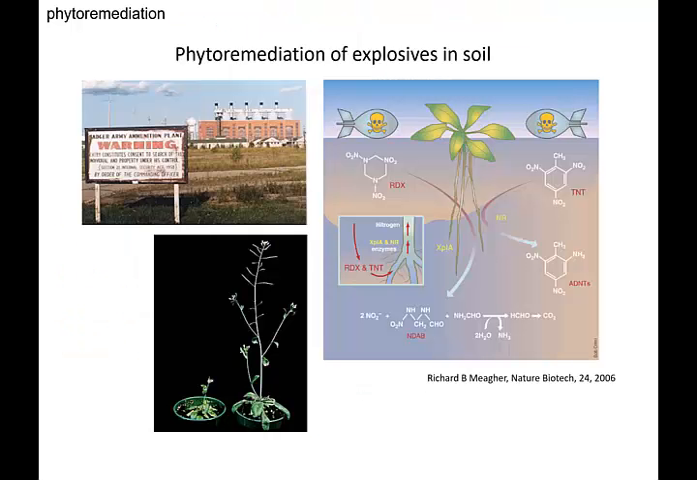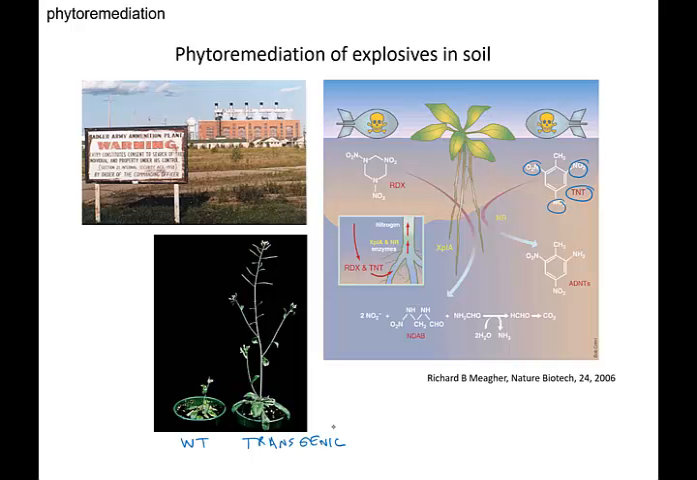Here's another example. This is the Badger ammunition plant that was built in Wisconsin for World War II, and it's a very toxic site because of all of the explosives that have leached into the soil. One of them is TNT. In the drawing here you see that TNT has a lot of nitrogen on it, and plants need nitrogen.